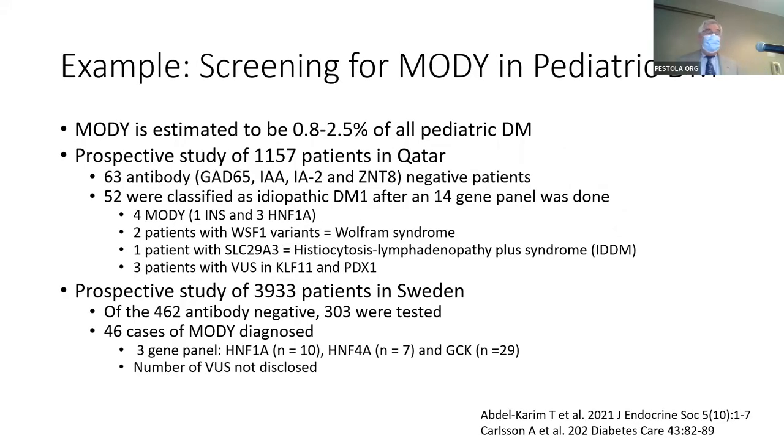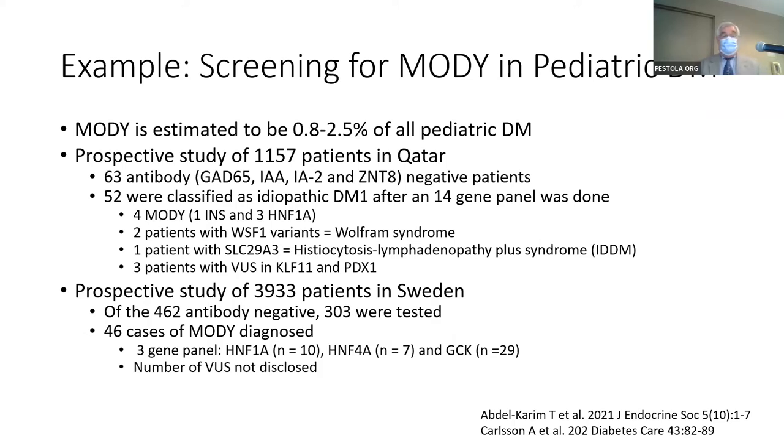So one good example is MODY. There are two fairly recent papers with relatively big numbers of individuals, one is 1,100 and the other is almost 4,000 individuals, and they did it reasonably well. They got rid of those that were antibody positive, so they sorted out just like we all would do for those that are high risk for having MODY. And then they did a 14 gene panel in Qatar. What did they find? They found a few patients that they could identify, a few who had syndromes that probably need other services involved, but they had those ugly VUSs, KLF11 and PDX1.